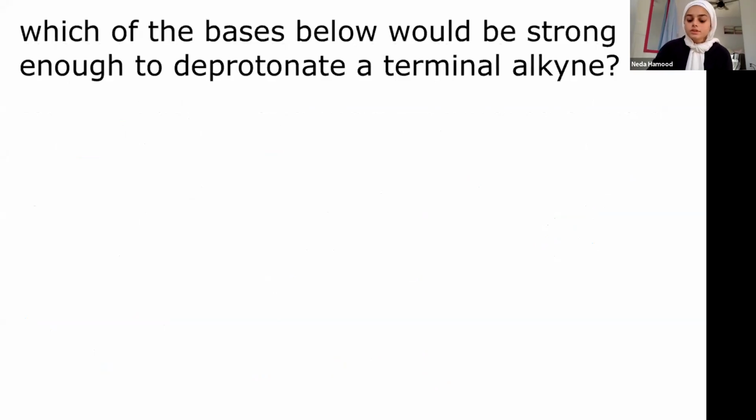Okay, so I'm gonna go ahead and type this question up. So just give me a second. I feel like it looks a lot better when I type it up. Which would be strong enough to deprotonate to make a terminal alkyne? So these are our options. We have A, tert-butoxide. What do you guys think so far about tert-butoxide? Yes, no?